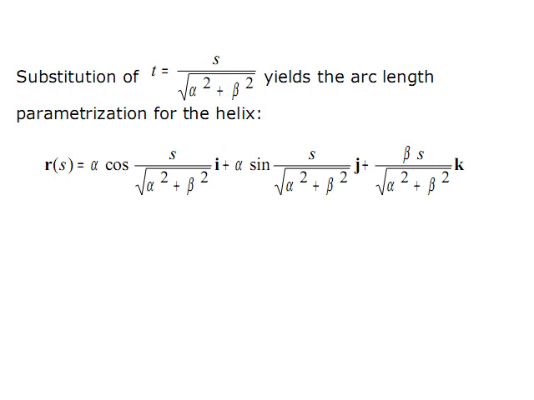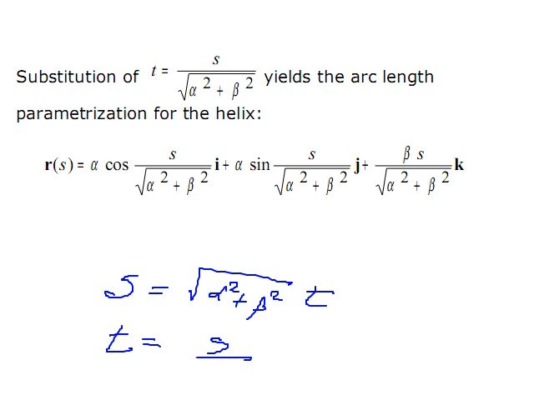So to create the arc length parameterization for the helix, remember we have this closed form solution, s is the square root of alpha squared plus beta squared times t. Just solve for t. t equals s divided by the square root of alpha squared plus beta squared, and substitute that into the equation for the helix. So the t's get replaced by s divided by the square root of alpha squared plus beta squared. And there's your arc length parameterization.